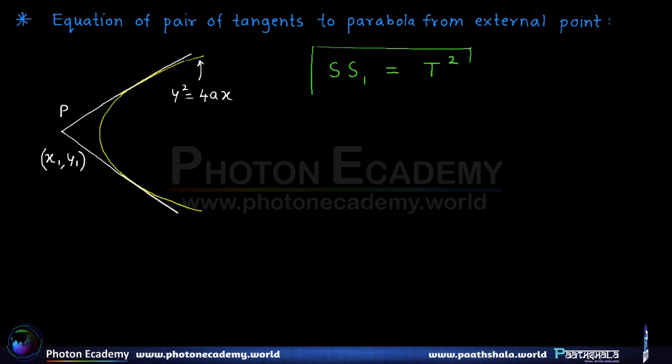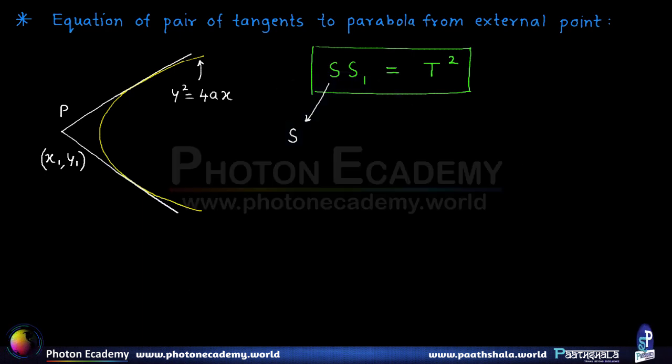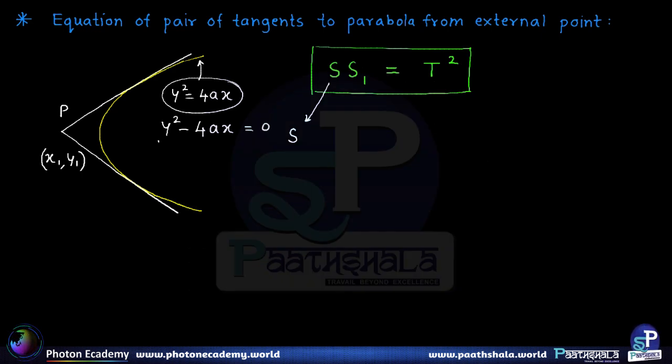This is a cryptic formula with the symbols S, S1 and T, and we have to clearly understand what these mean. First of all, the symbol S stands for the equation of the curve to which the tangents are drawn. In our case the curve is a parabola, so we have to write the equation of the parabola in the form in which all the terms are taken on one side and 0 is on the right side. If we are given the curve y square is equal to 4ax, then we first write that as y square minus 4ax is equal to 0. In that case, this left hand side expression, y square minus 4ax, corresponds to the symbol S.